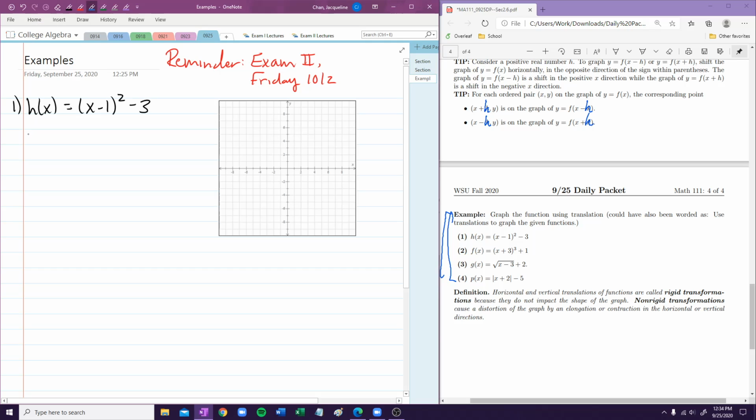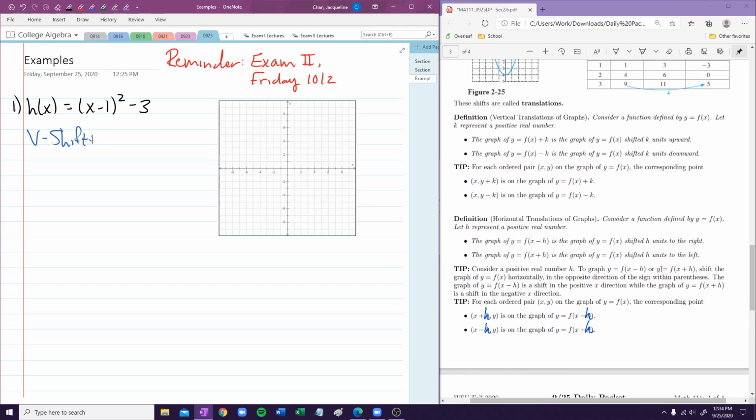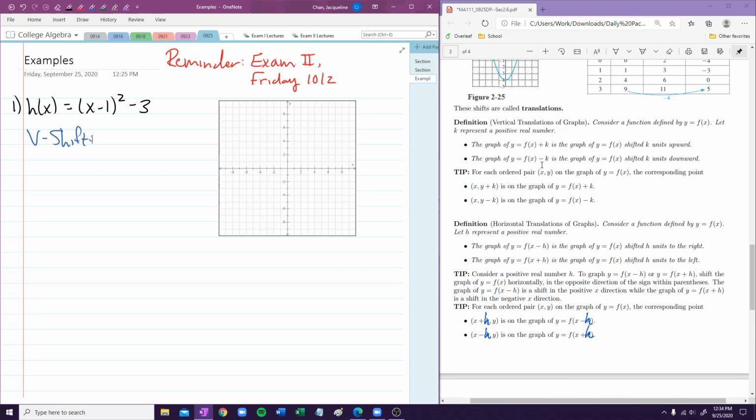So first of all, the vertical translation, that's always the easiest one to do. I'll call it vertical shift. Remember, it is right here: we have f of x plus k. So it's right here, minus 3.